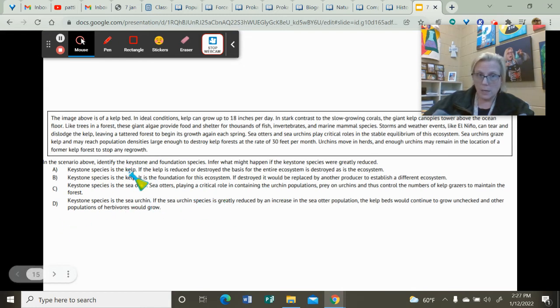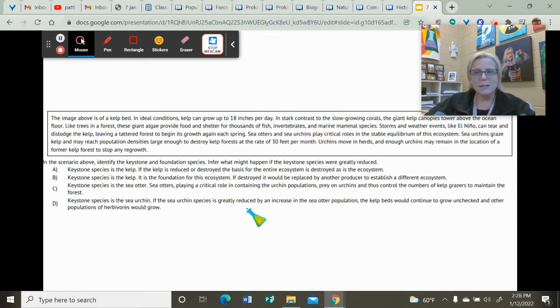I haven't thrown out A yet, though, because I'm going to do some comparisons here, but let's take a look at D. Keystone species is the sea urchin. If the sea urchin species is greatly reduced by an increase in the sea otter population, the kelp beds would continue to grow unchecked and other populations of herbivores would grow.